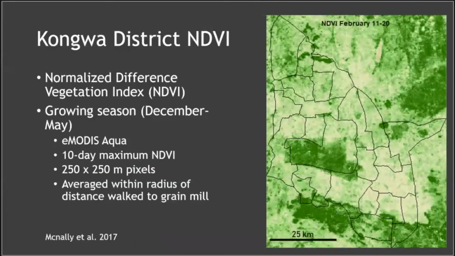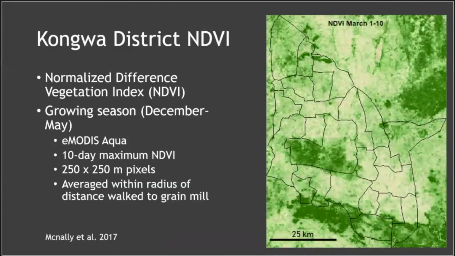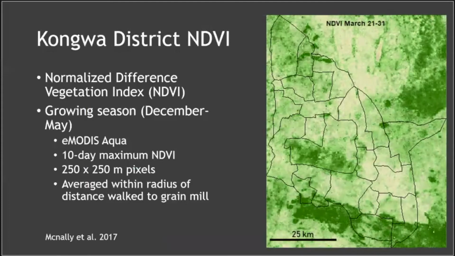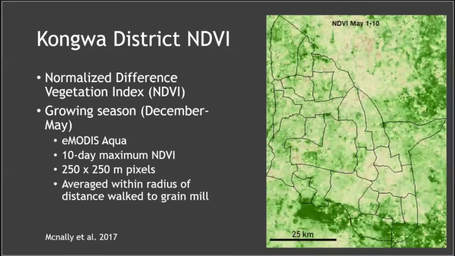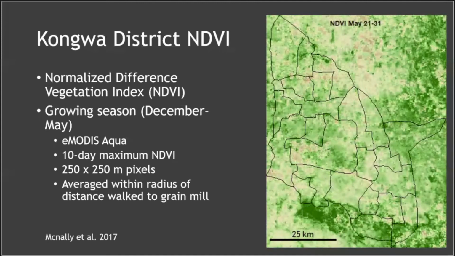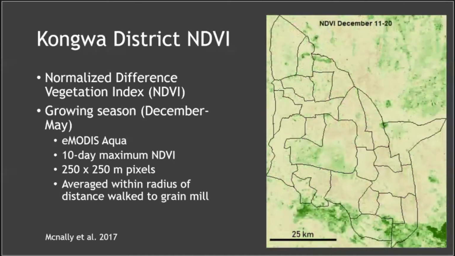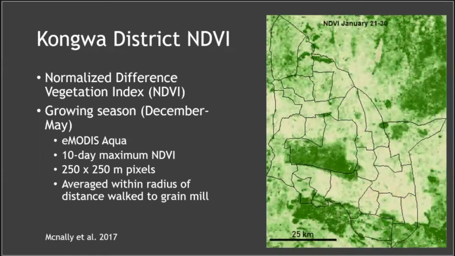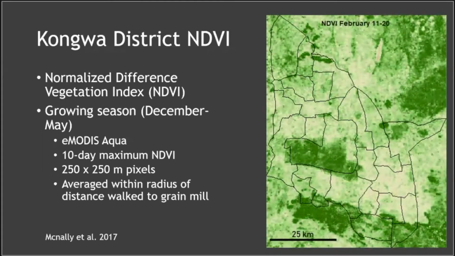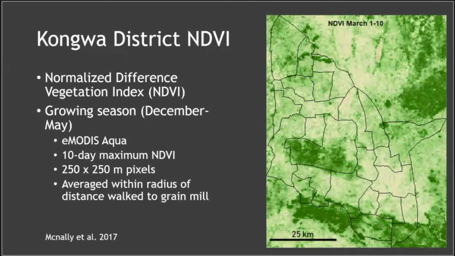And I should mention that each sample had a NDVI averaged over sort of the distance someone walked to the grain mill. So I knew their farm was X kilometers away, but I didn't know in which direction. So for someone 2 kilometers away, it would be a relatively smaller radius versus 8 kilometers would be a larger radius of average values.